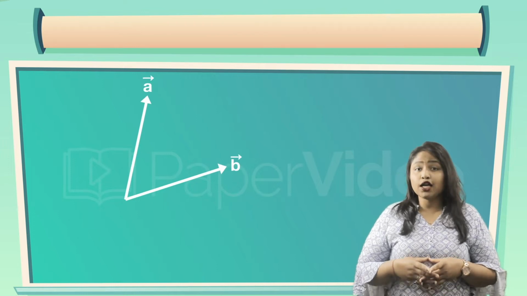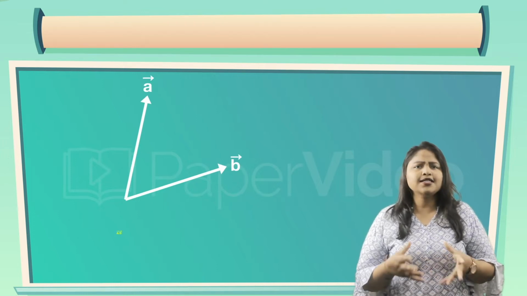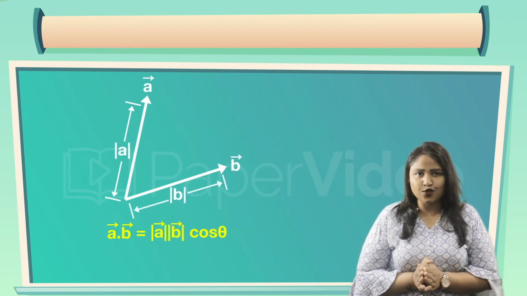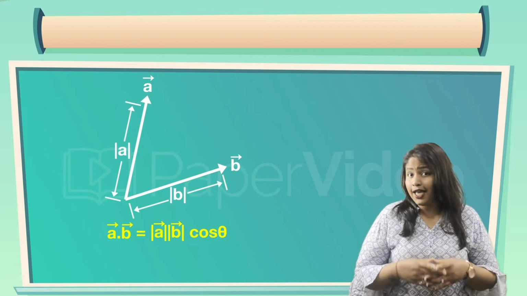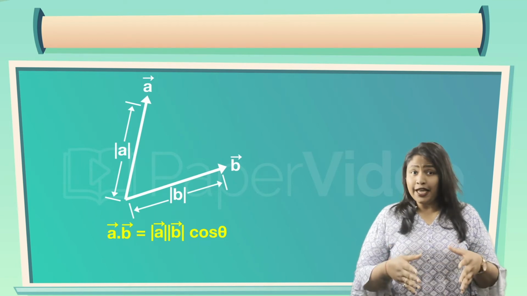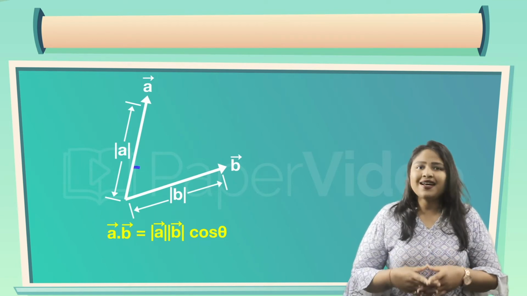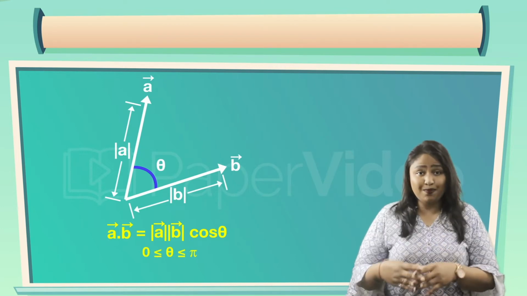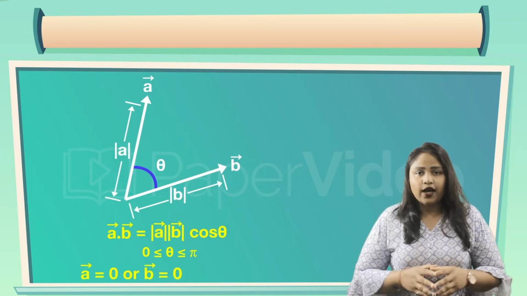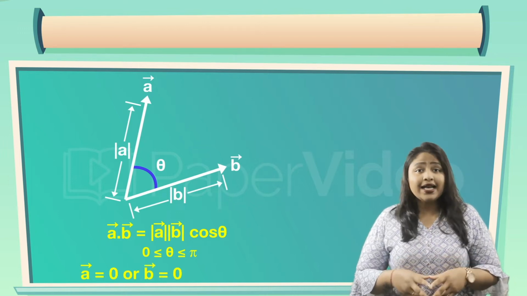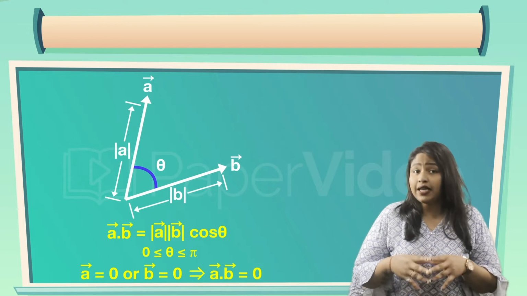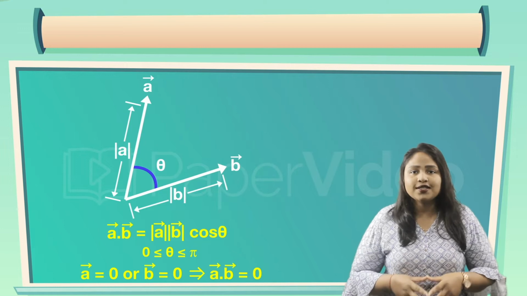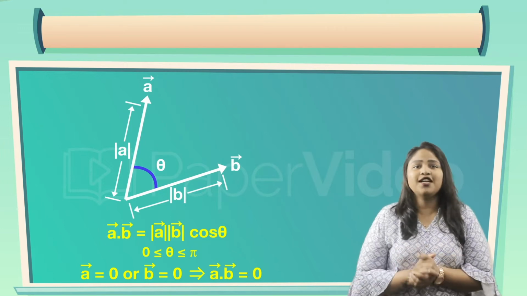If A and B are two non-zero vectors, then their scalar product is defined as vector A dot vector B equals magnitude of vector A times magnitude of vector B times cos theta, where theta is the angle between vectors A and B and theta lies between 0 and pi. If either vector A or vector B is 0, then theta is not defined and vector A dot vector B equals 0. Now let's discuss some observations that will help you to solve various problems related to scalar products of vectors.